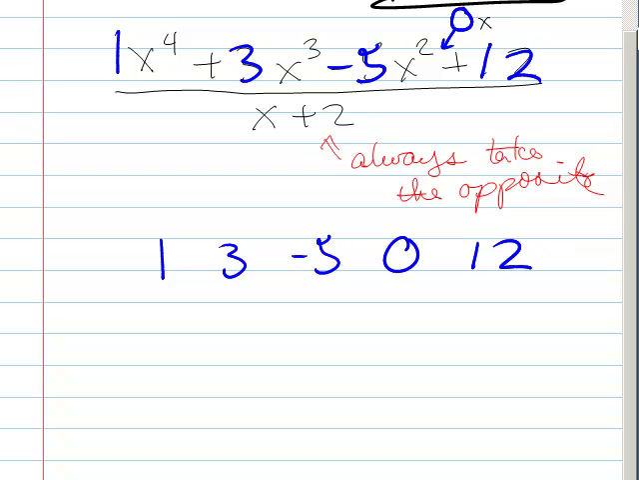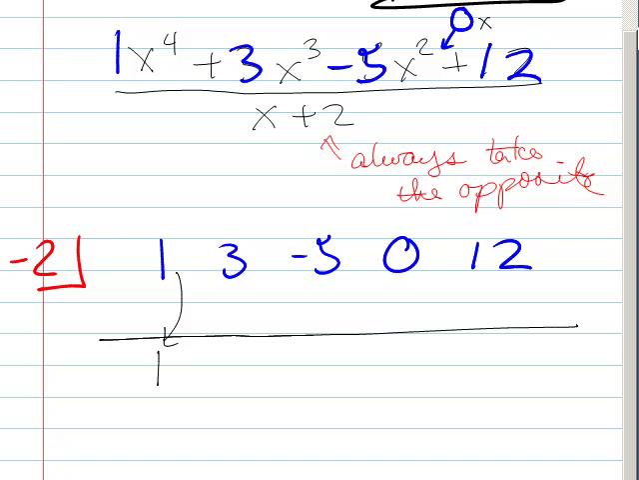Then for our little catty corner thingy off to the side, we're always going to take the opposite of whatever's on the bottom. Right now I have a plus 2, so I'm going to make that a minus 2. And draw my line out. First step is always to bring this down, so there's my 1. Negative 2 times 1 is negative 2, so I add that straight down.